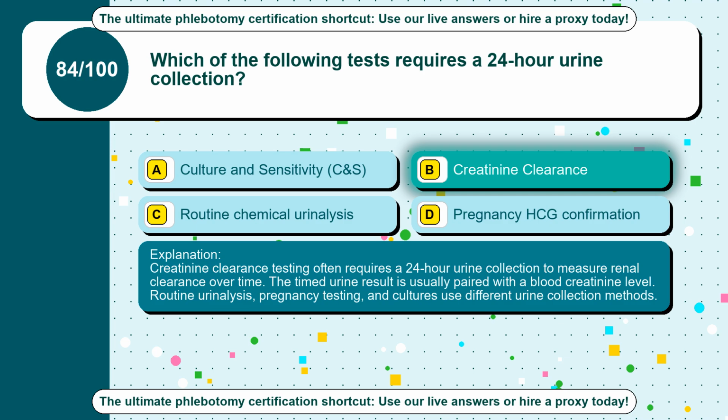Creatinine clearance testing often requires a 24-hour urine collection to measure renal clearance over time. The timed urine result is usually paired with a blood creatinine level. Routine urinalysis, pregnancy testing, and cultures use different urine collection methods.